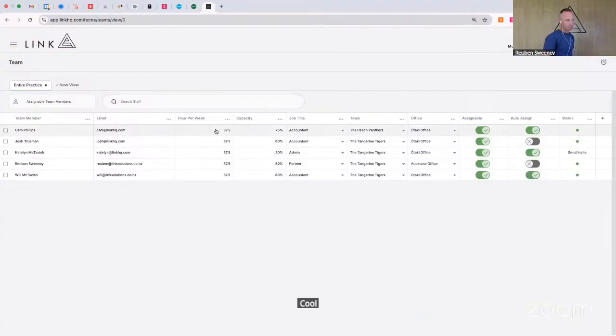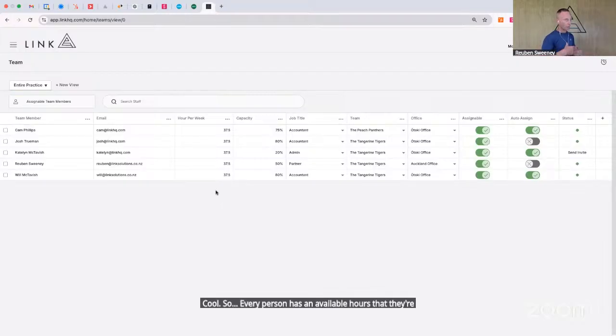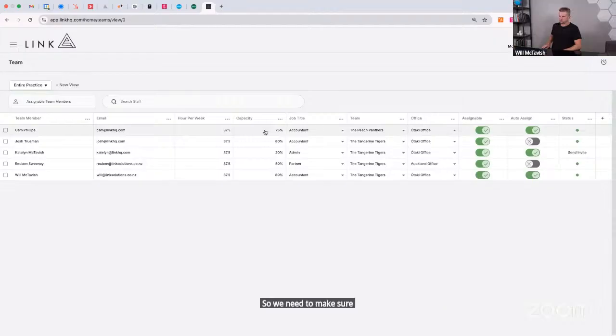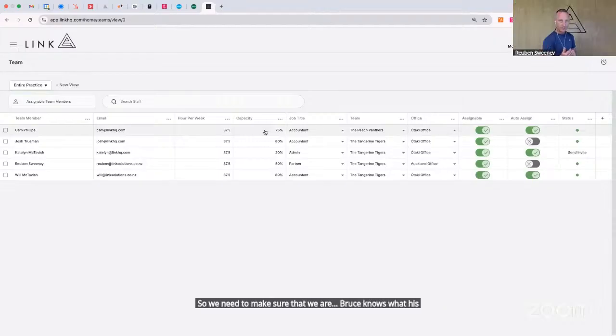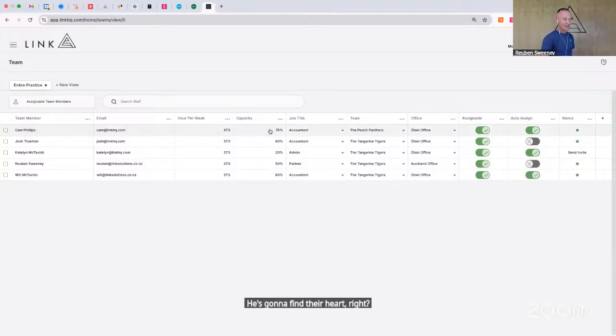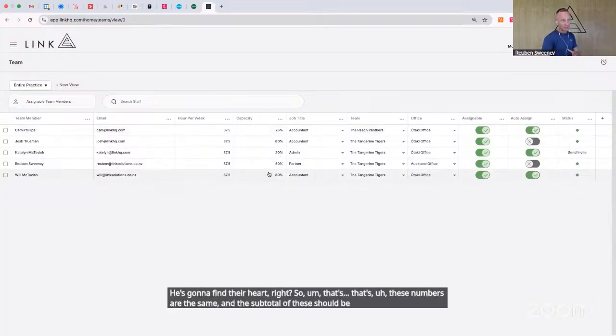Cool. So every person has available hours that they're meant to work for us, and that informs their availability and their capacity and how much work we can give them. And then every person also has a target capacity, and that number should look very familiar. It'll be their target productivity. It's the same. So we need to make sure that Bruce knows what his target productivity is. It's the same as his target capacity, and we're actually allocating him that client work to do. If we don't give him enough work, he's going to find that hard, right? So these numbers are the same. And the subtotal of these should be 55% as a minimum.